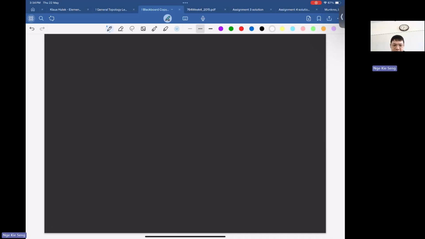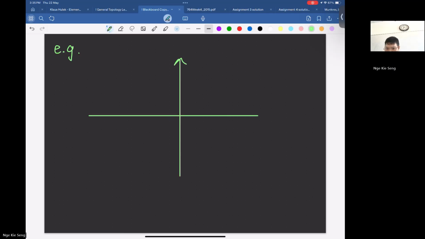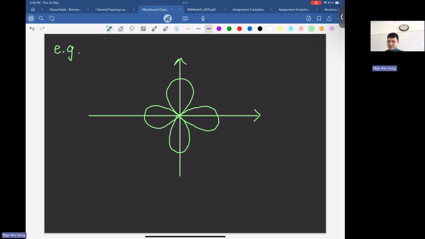Let's see what the example is here. Let's look at this familiar example. I think all of you look at the same lecture notes, or do you use different lecture notes? This is the calculus 2 rose, r equals cos 2 theta. Can you imagine where the cut point is? You want to cut such that this set is not connected. Can I cut it somewhere here?